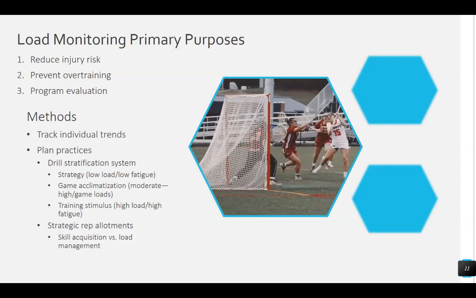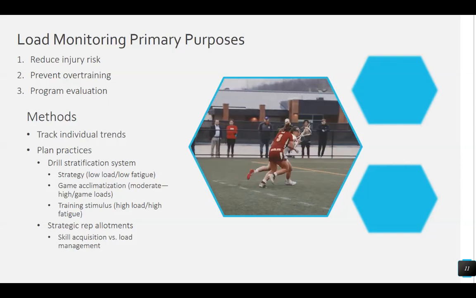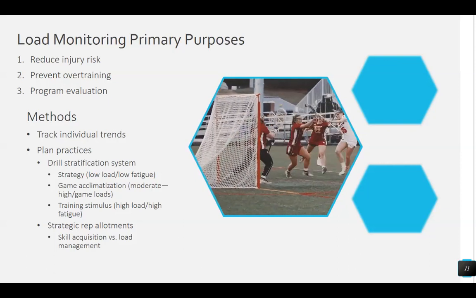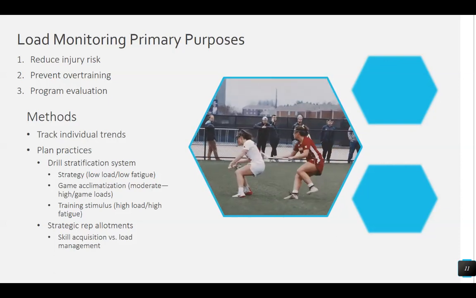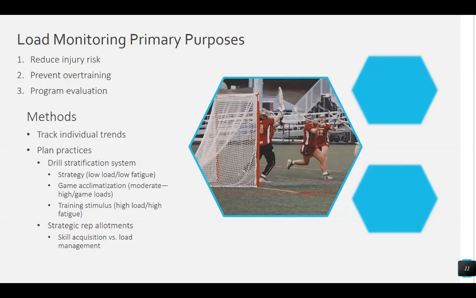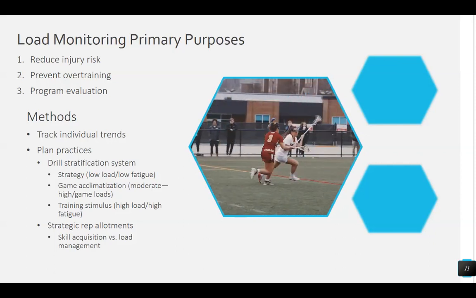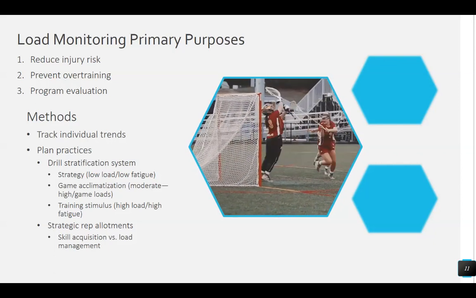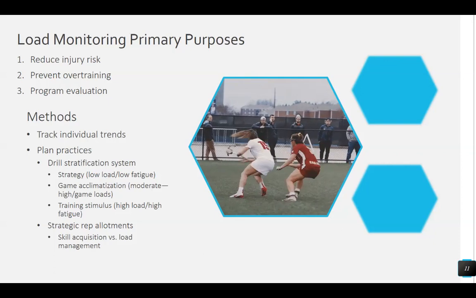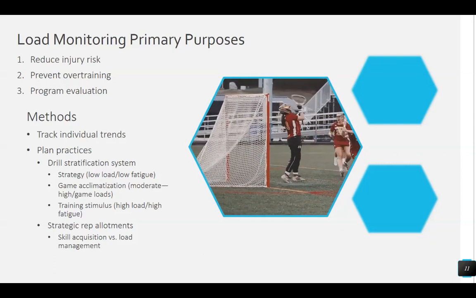So game acclimatization is the next level up. That's where we want to kind of match where the athletes experience their physiology during a game setting. And of course, that can happen by going back to game data and saying, okay, player load, total distance, sprint distance, all those types of things. We can compare our practice data to the game data and say, how do these things compare? And then the training stimulus would be on the upper end of that.